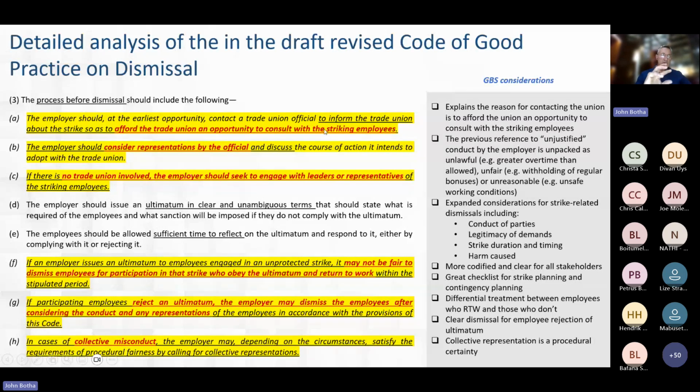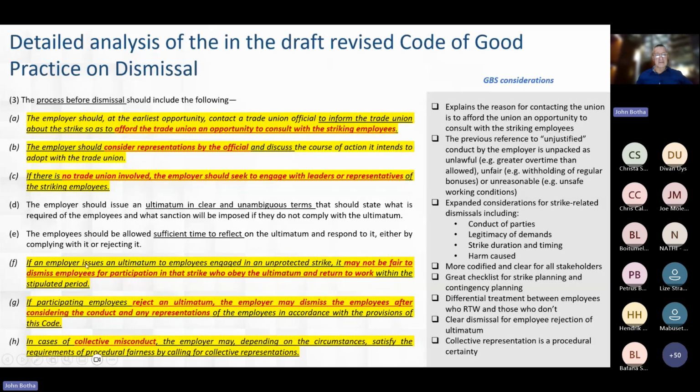The previous code was less detailed. This amended version says allow the union to consult. Okay, it's not just notify the union. You've got to allow the union within reason to engage. You should consider representations by the trade union official and discuss your course of action with a trade union official. If there's no trade union, obviously you've got to do that with leaders or representatives nominated by the strikers. Then issue an ultimatum in clear and unambiguous terms and give sufficient time to reflect. You see more detail coming into these codes.